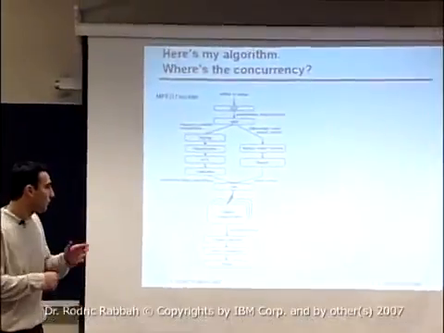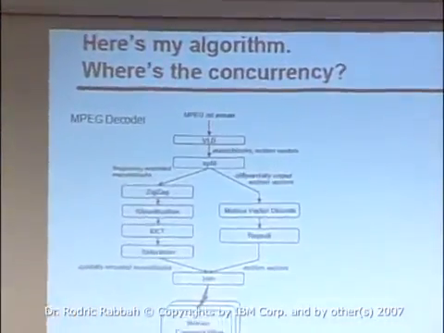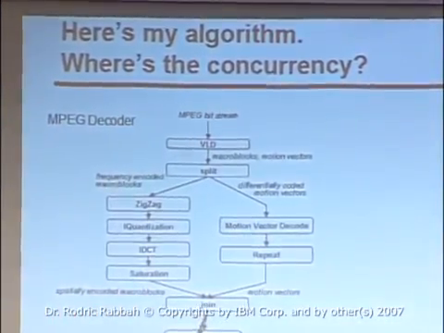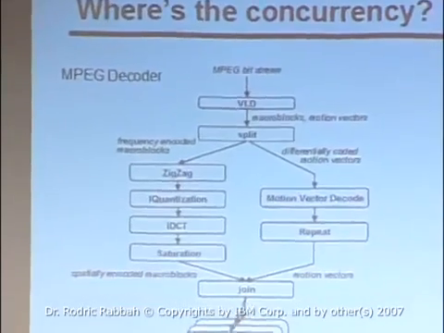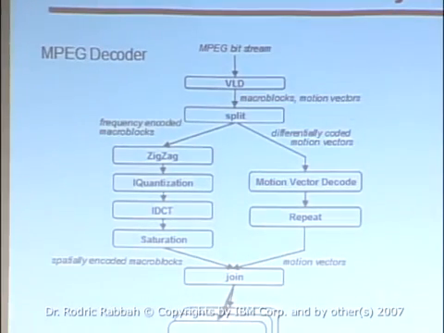So let's say you're working with MPEG decoding. This is a pipeline picture of an MPEG-2 decoder, or rather a block level diagram of an MPEG-2 decoder. And you have this algorithm, and you say, OK, I want to parallelize this. Where's my parallelism? Where's my concurrency?